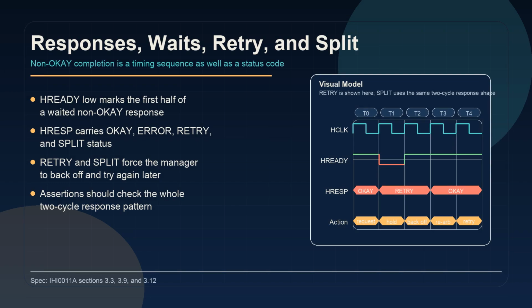Completion logic is where many AHB bugs live. A non-OK response uses HREADY low on the first cycle and HRESP across the full 2-cycle response. HRESP distinguishes OK, error, retry, and split. Retry and split are not just error flavors. They drive manager state changes and often rearbitration. Your verification model has to capture that behavior explicitly.